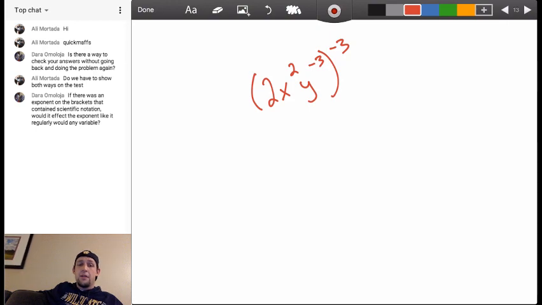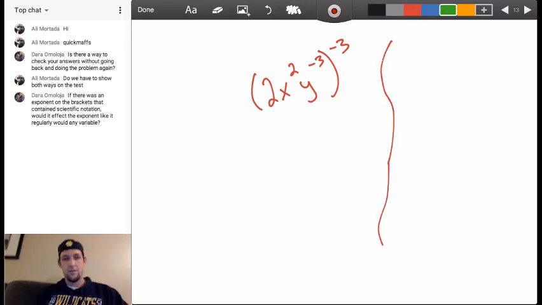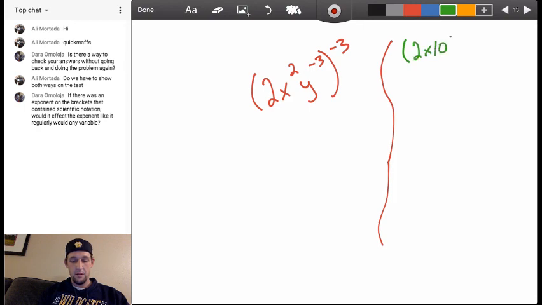Dara asked a good question anyway, so I have a chance to talk about that. If there was an exponent on the brackets that contains scientific notation, would it affect the exponent like it regularly would any variable? That's a great question. Yes, it would. Let me quickly write a side note over here, in green, separate from our super bonus problem. An example would be 2 times 10 to the 5th, to the 2nd power.